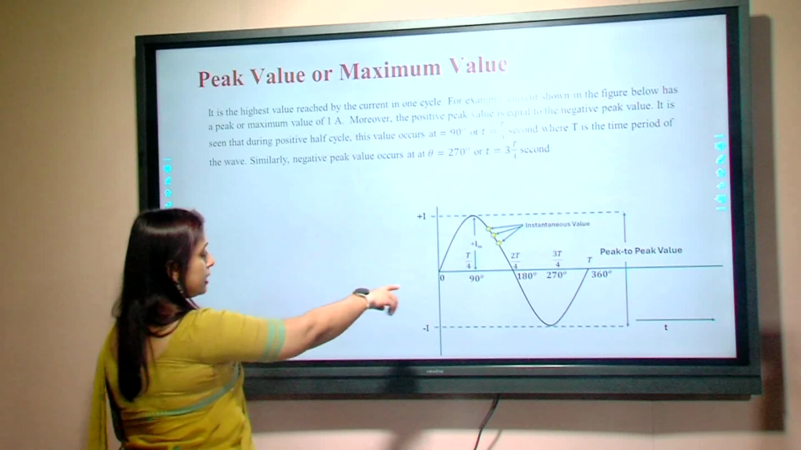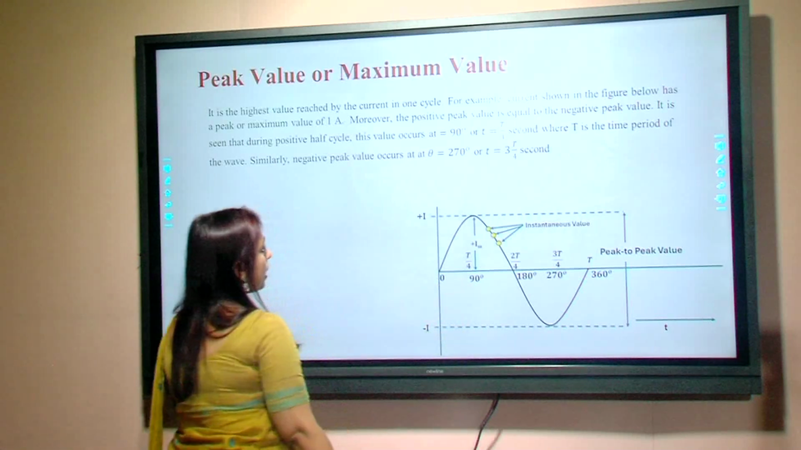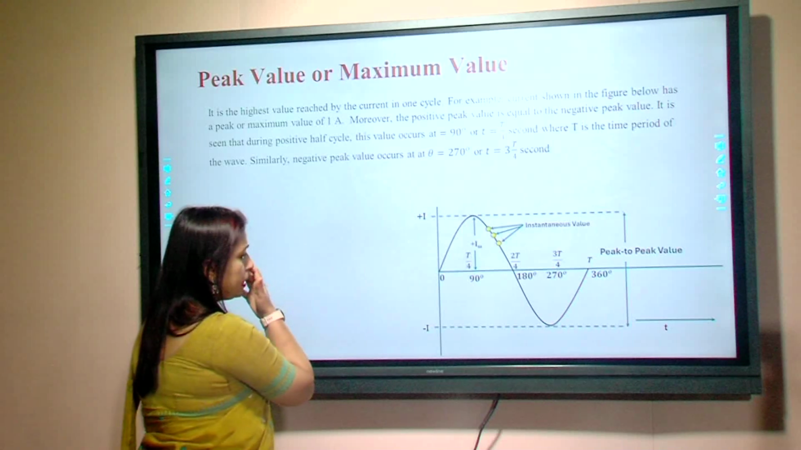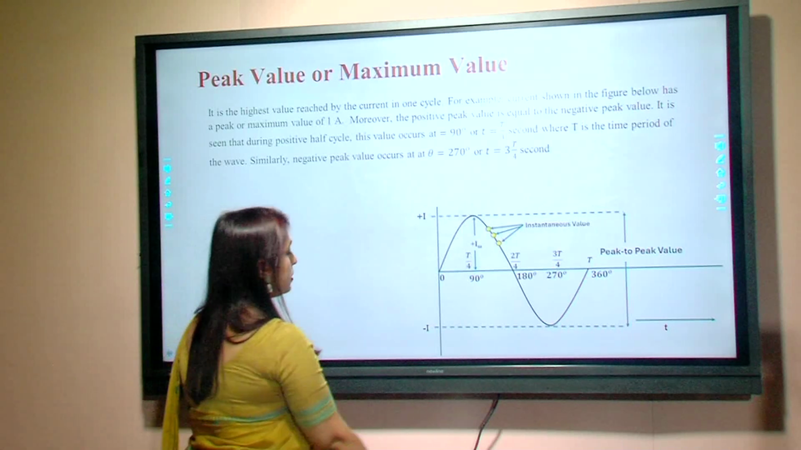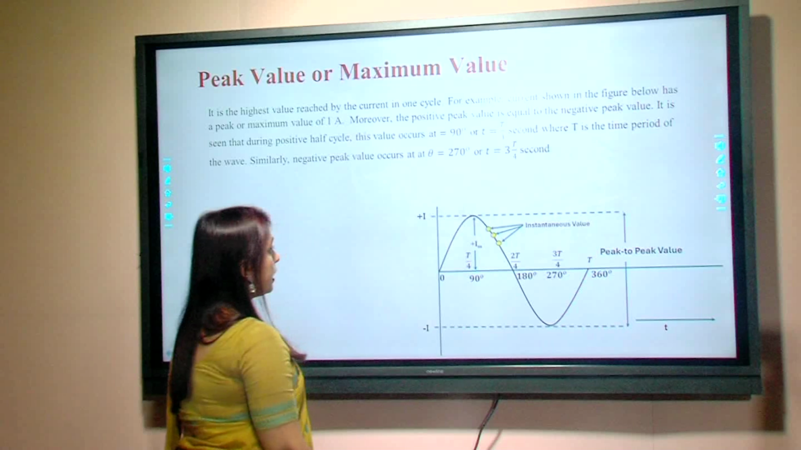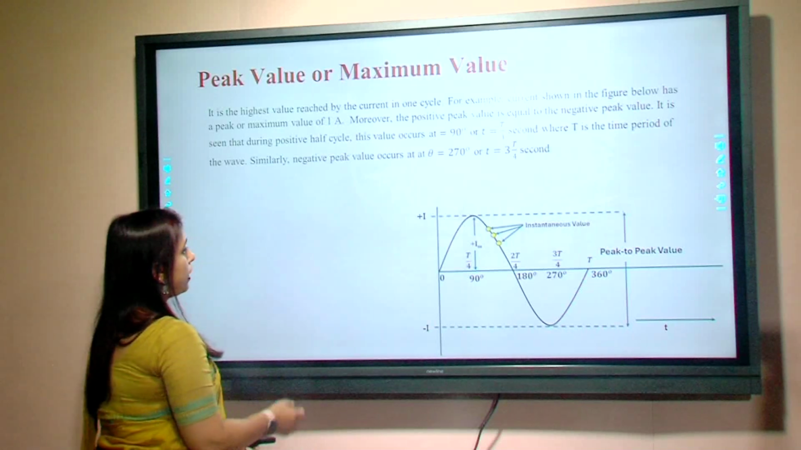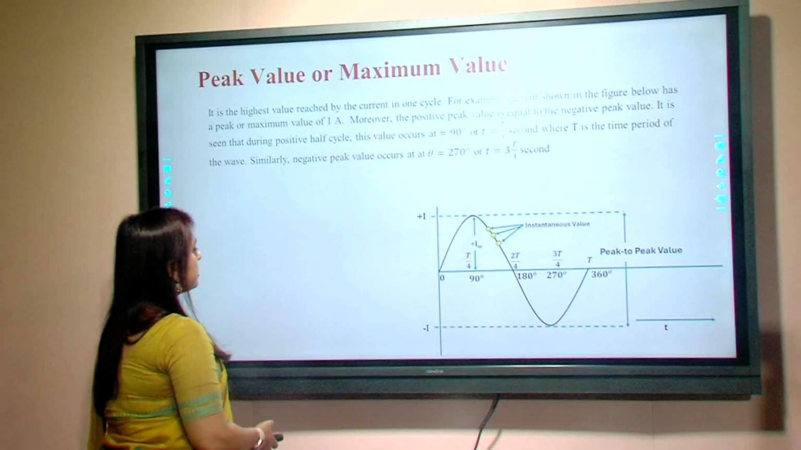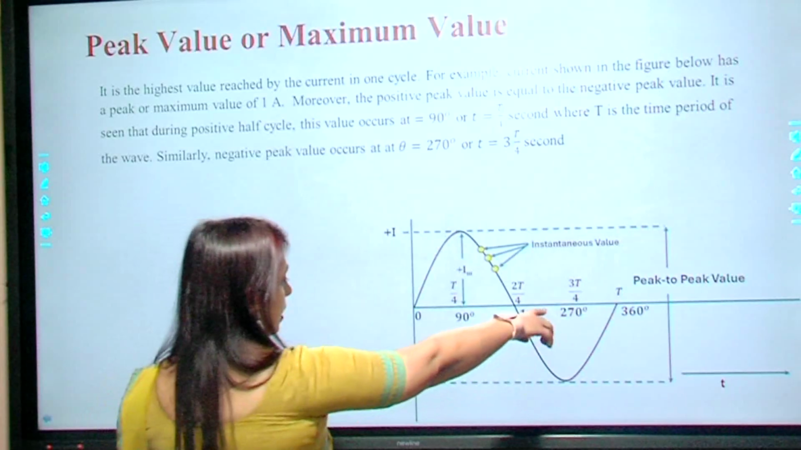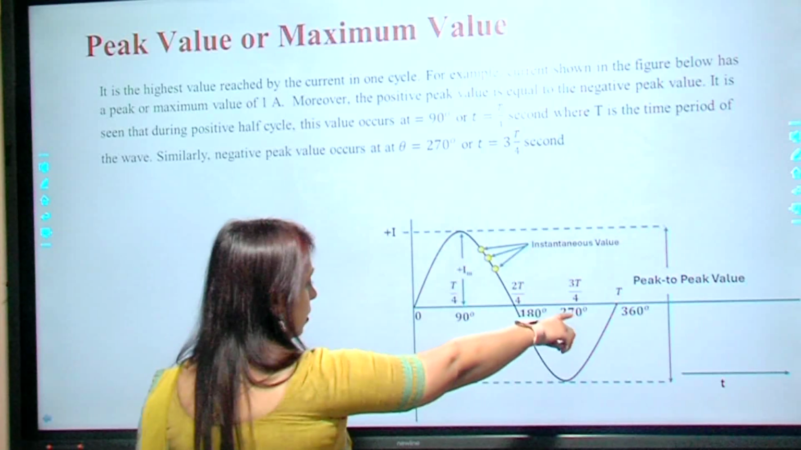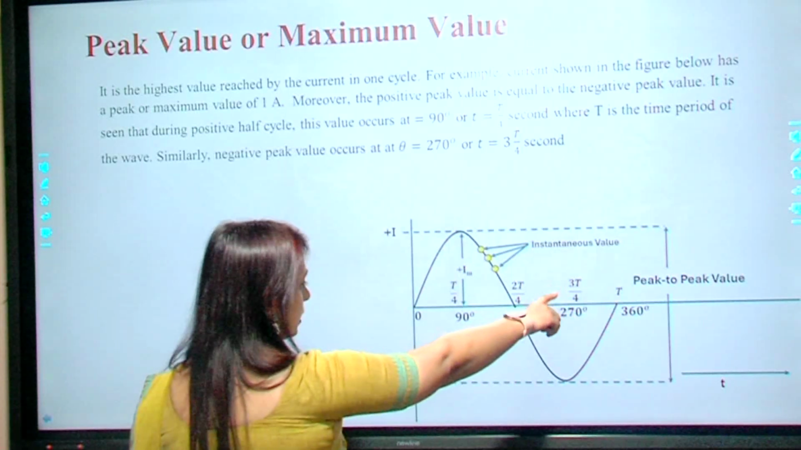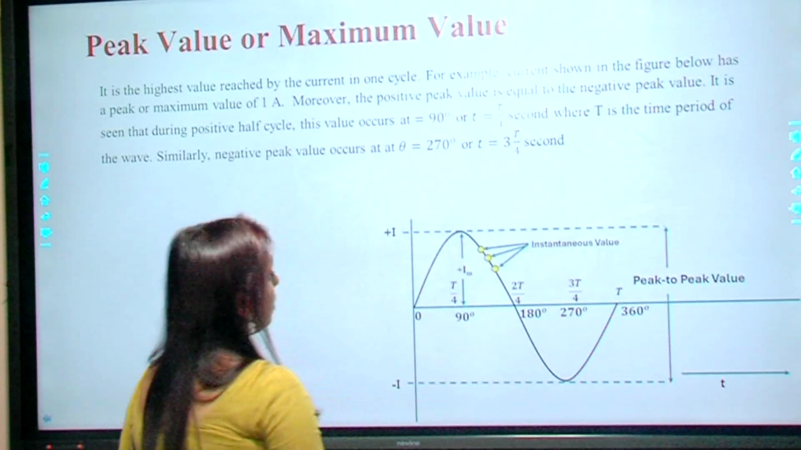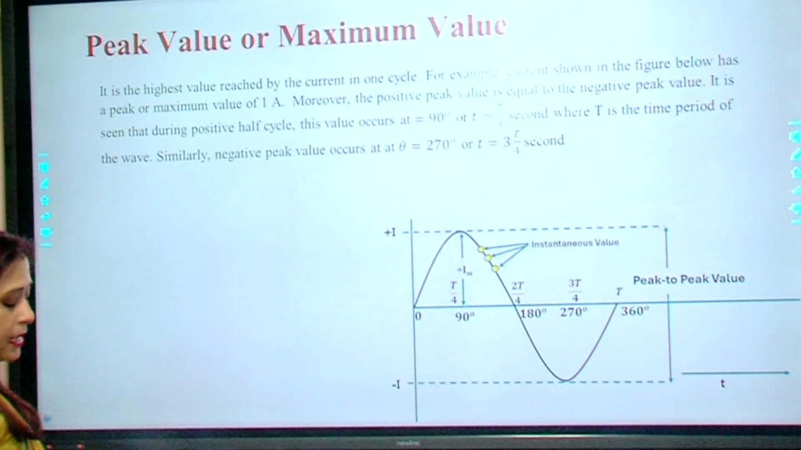So here we can see in this figure, so at 90 degree or the time period of T by 4, we are getting the maximum value of current in the positive cycle. Similarly, at 270 degree or the time period of 3T by 4, we get the maximum in the negative cycle.